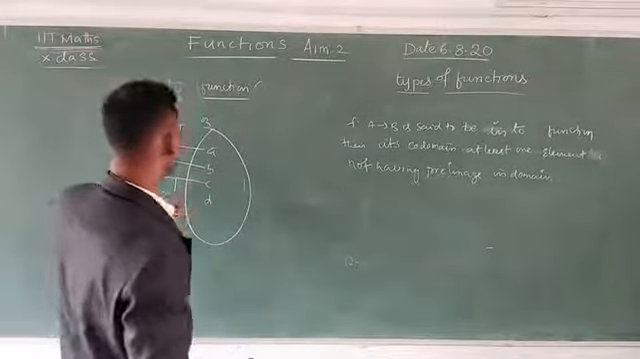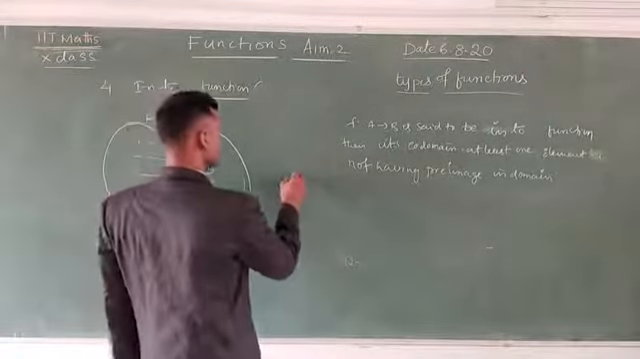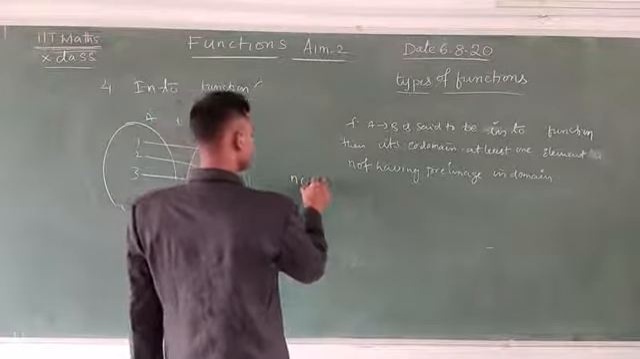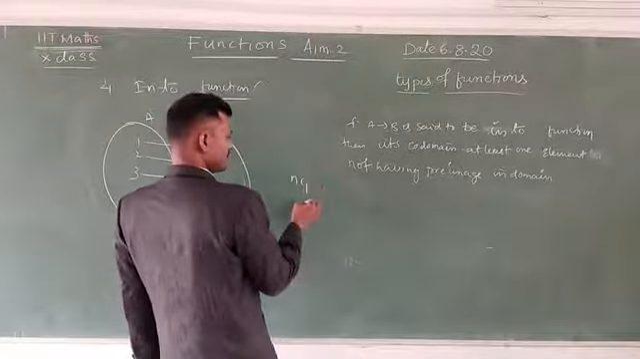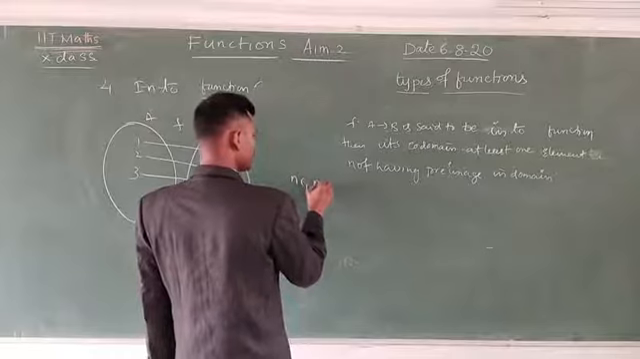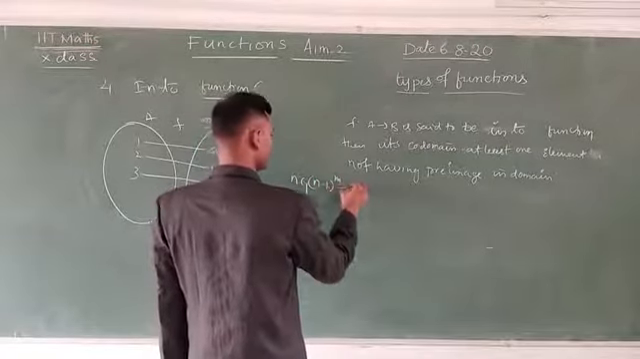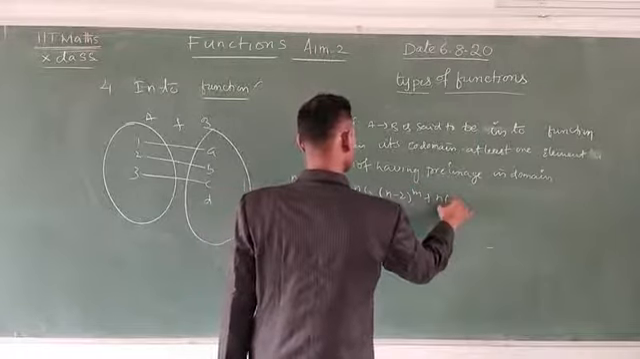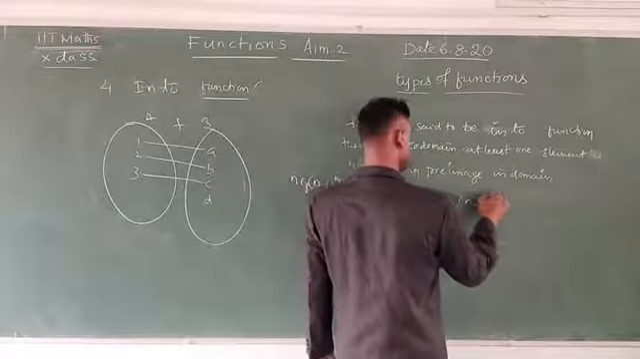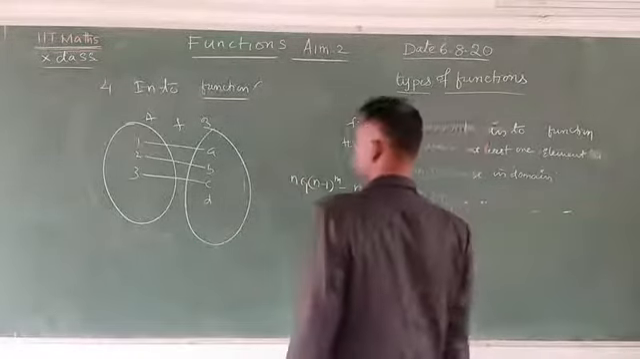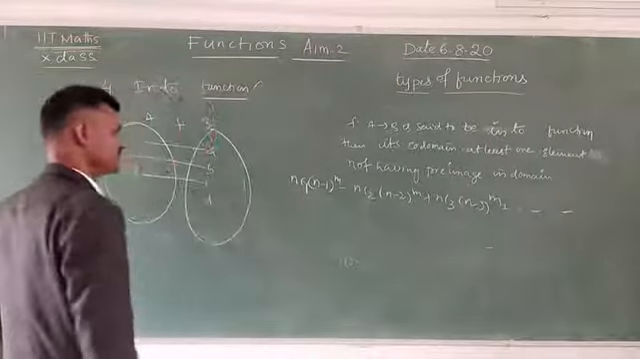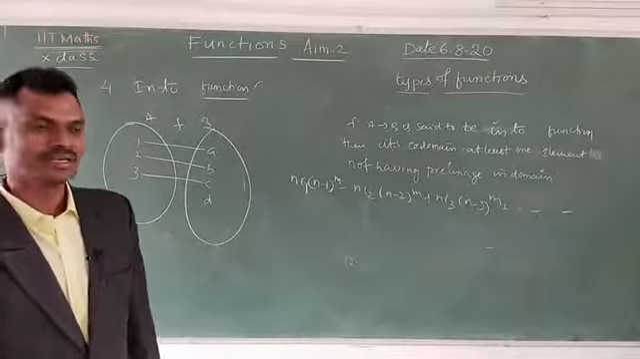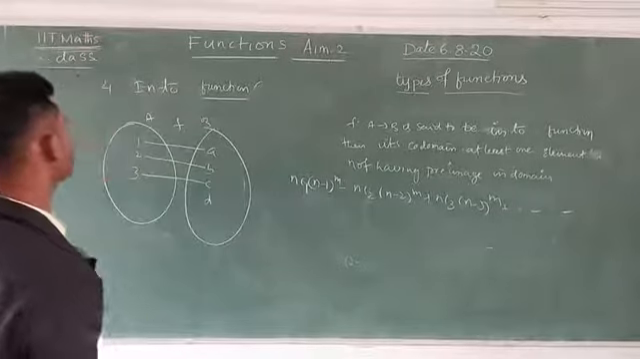The total number of into functions from A to B is nC1 (n minus 1) power m minus nC2 (n minus 2) power m plus nC3 (n minus 3) power m, and so on. This is the total number of into functions from A to B. This concept is completed. Next one is the last function, the bijective function or bijection function.